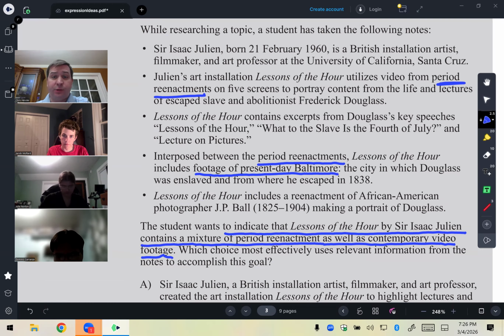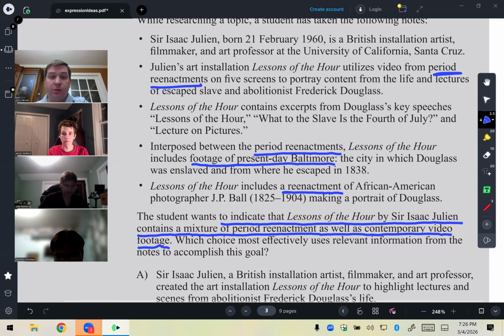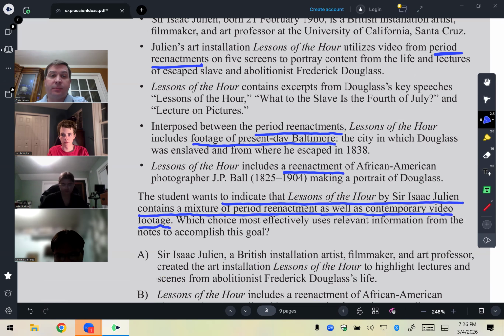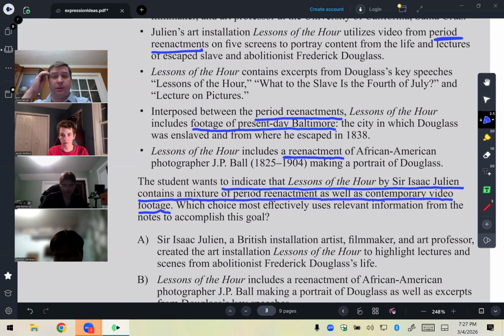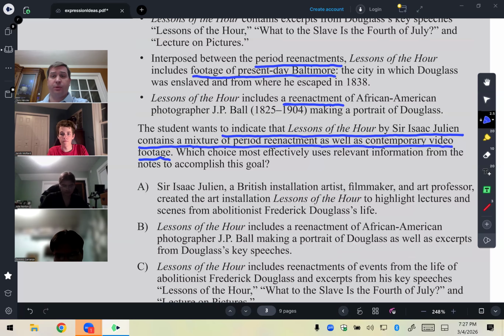Lessons of the Hour includes a reenactment. We are kind of looking for period reenactment. It includes a reenactment of African American photographer J.P. Ball making a portrait of Douglass. Okay, so the student wants to indicate that Lessons of the Hour contains a mixture of period reenactment as well as contemporary video footage. Let's go through the answer choices and let's see which one has both.